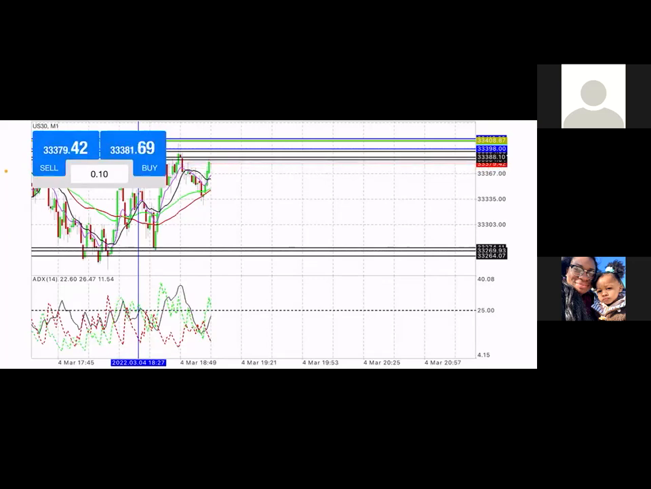You can see what's going to happen. There's no guarantee, but won't hurt trying. So your entry is based on the 1 minute time frame? Yes, I enter on the 1 minute time frame.